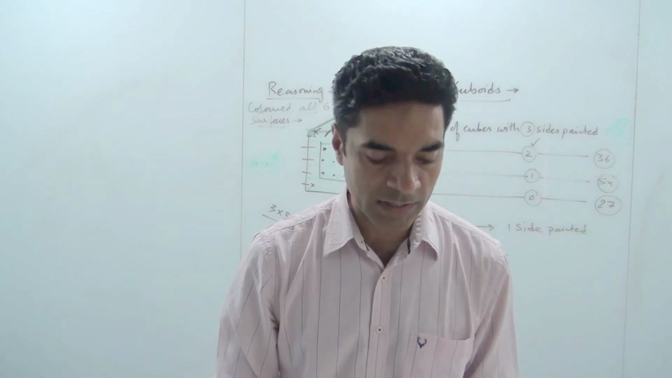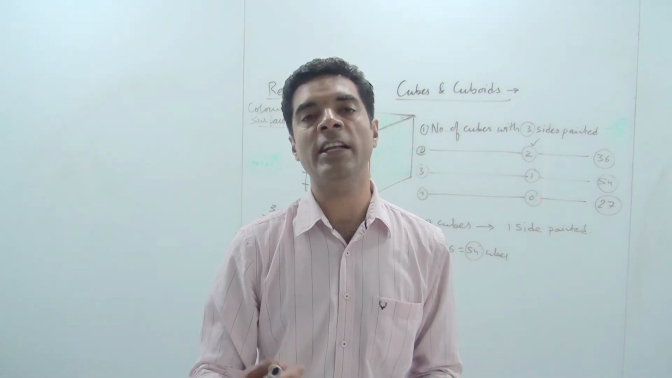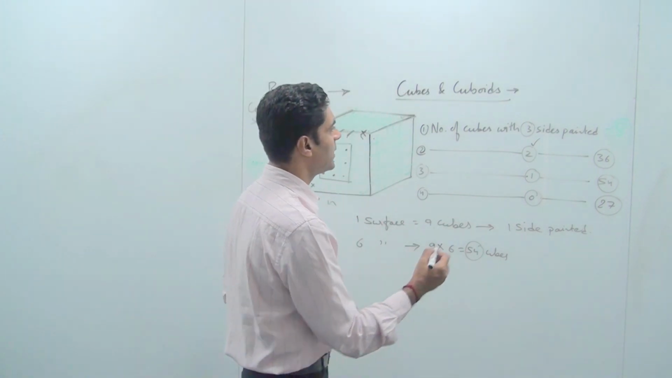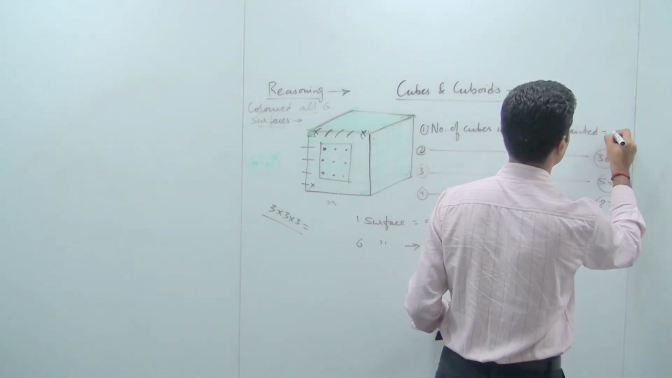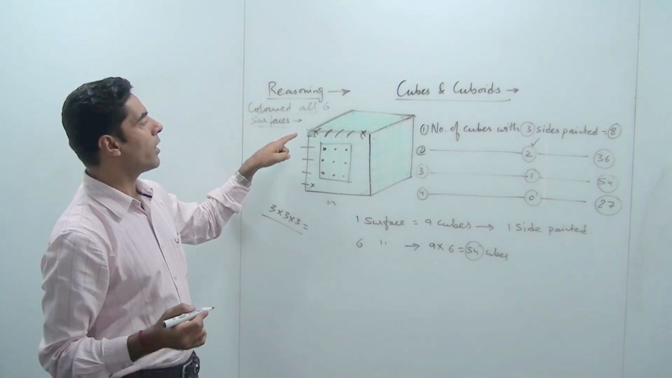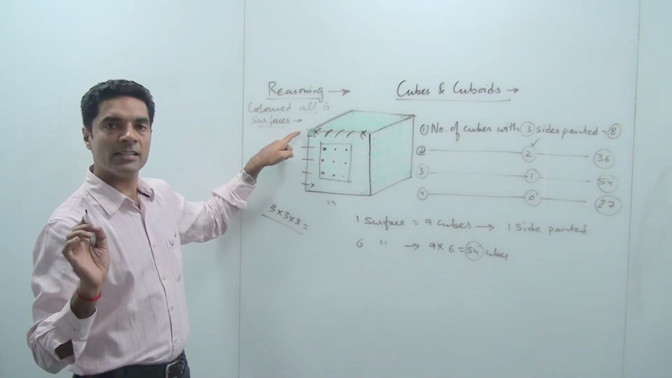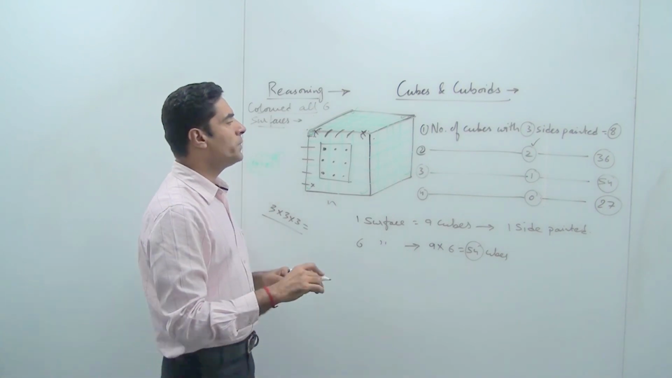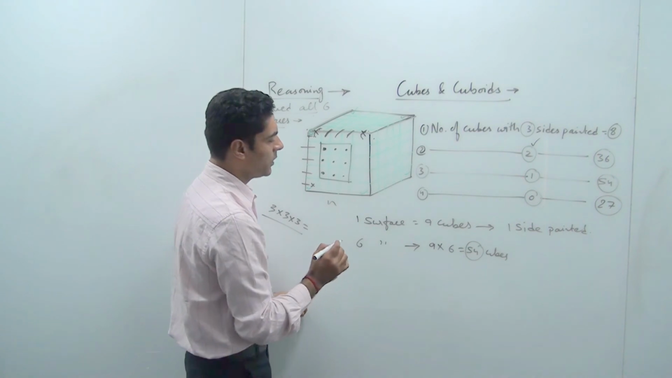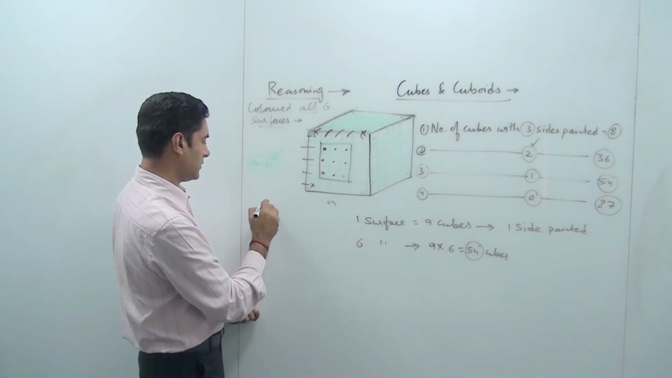Now this is from the understanding perspective, but if I want to go for a shortcut, that can also be done very easily. I'll try to tell you that too. Number of cubes with 3 sides painted are always going to be on the corners, so that will remain intact as 8. Number of cubes with 2 sides painted are going to be there on the edges, as I have told you. Number of edges are 12.